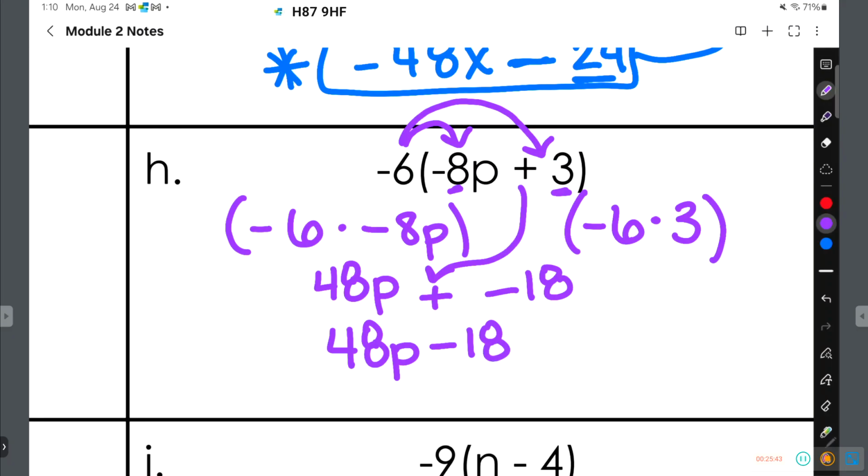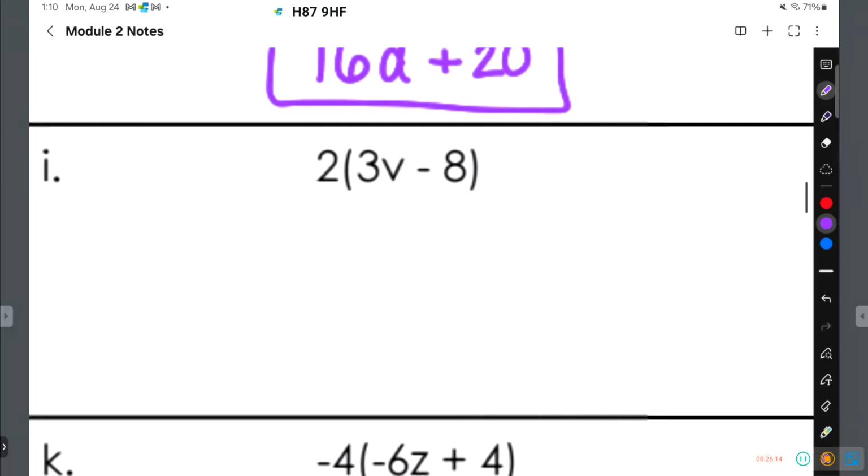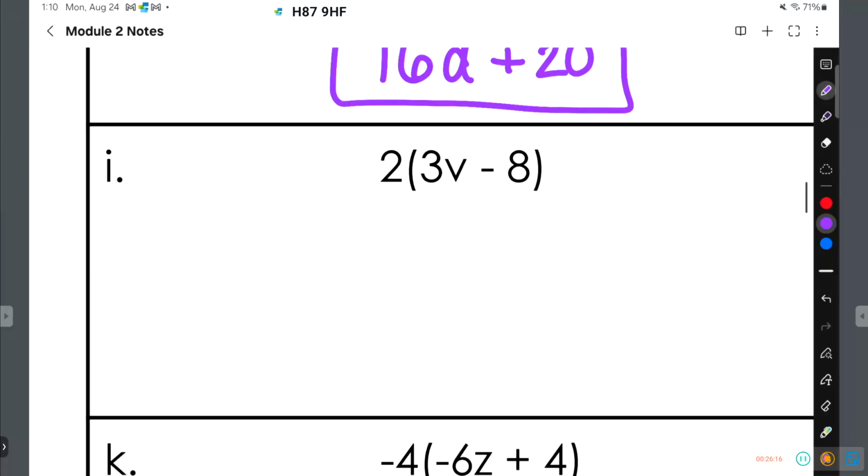Can we put those two things together in our calculator? Can I go 48p minus 18? No. Why not? Because one has a p and one doesn't. If they don't share a variable, can they go together? No, they're not the same thing. One's like saying 48 pickles, and one's just saying the number 18. Pickles and the number 18 aren't the same. All right, you try it yourself.